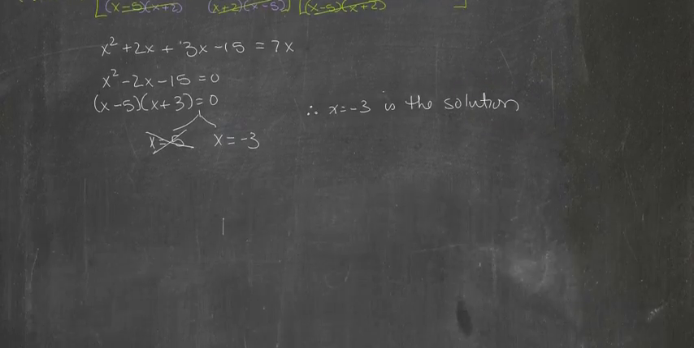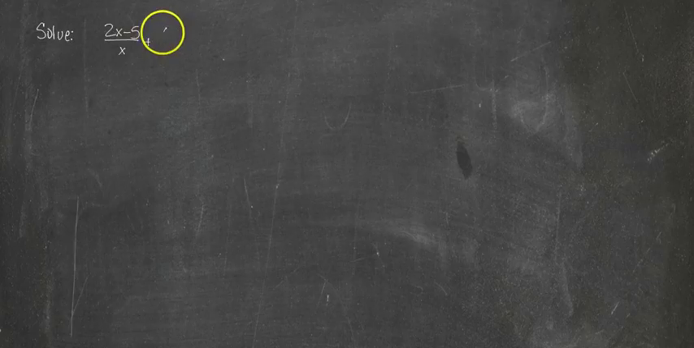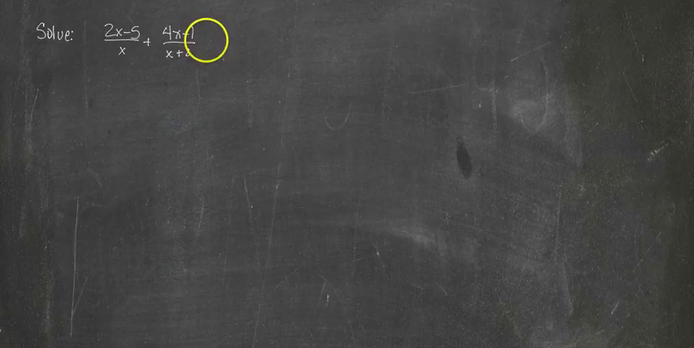Alright, so let's do an ugly one, because we all know ugly numbers have so much more character than pretty numbers. Let's solve (2x - 5)/x + (4x - 1)/(x + 2) = (x + 8)/(x² + 2x).